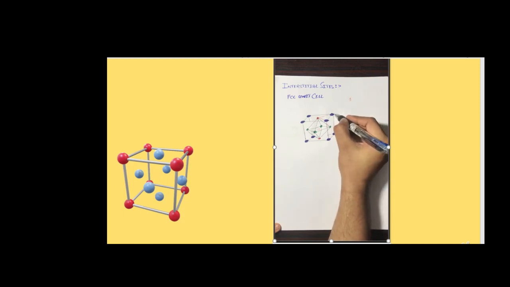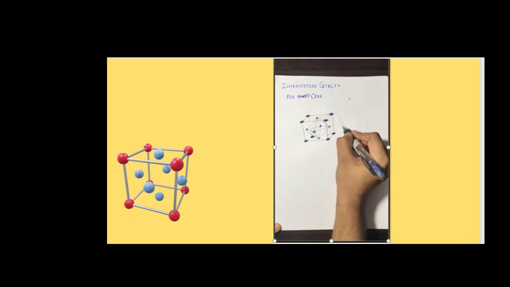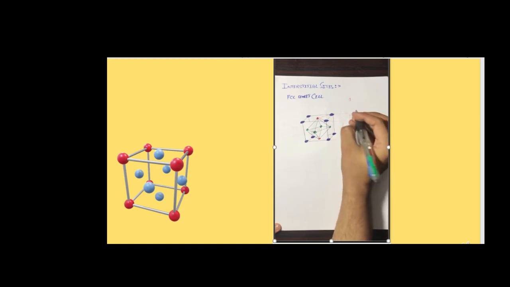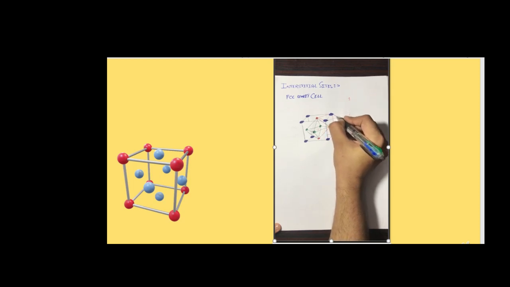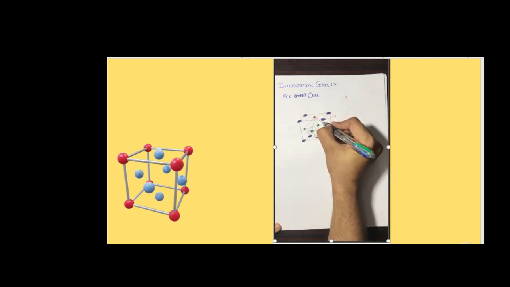I'm just extending the unit cell for your ease. Okay, that's a rough one. So we have an atom like this, this one, and there's an atom here. This, and obviously we have already drawn this one.